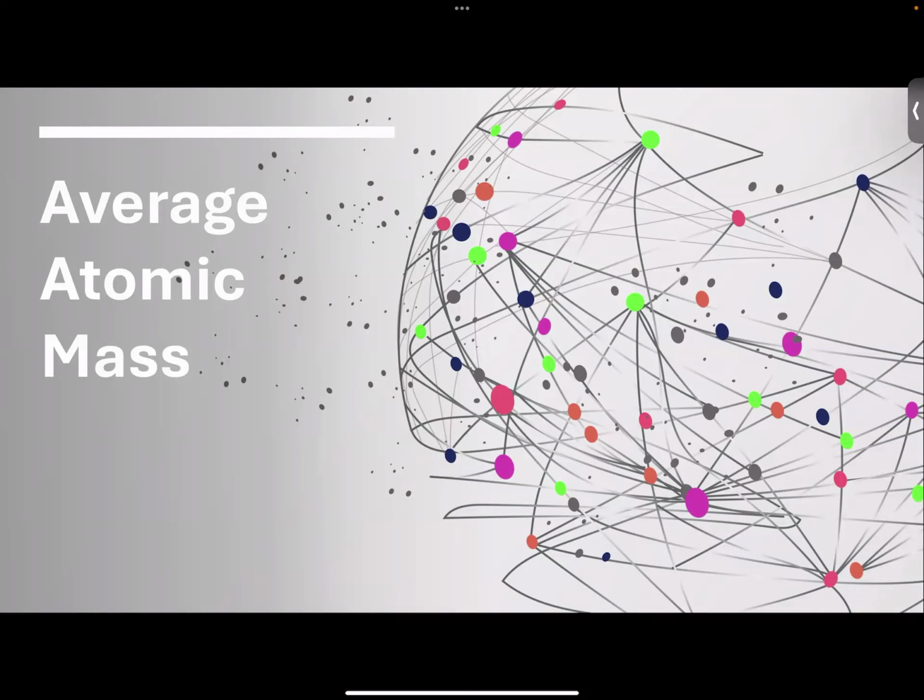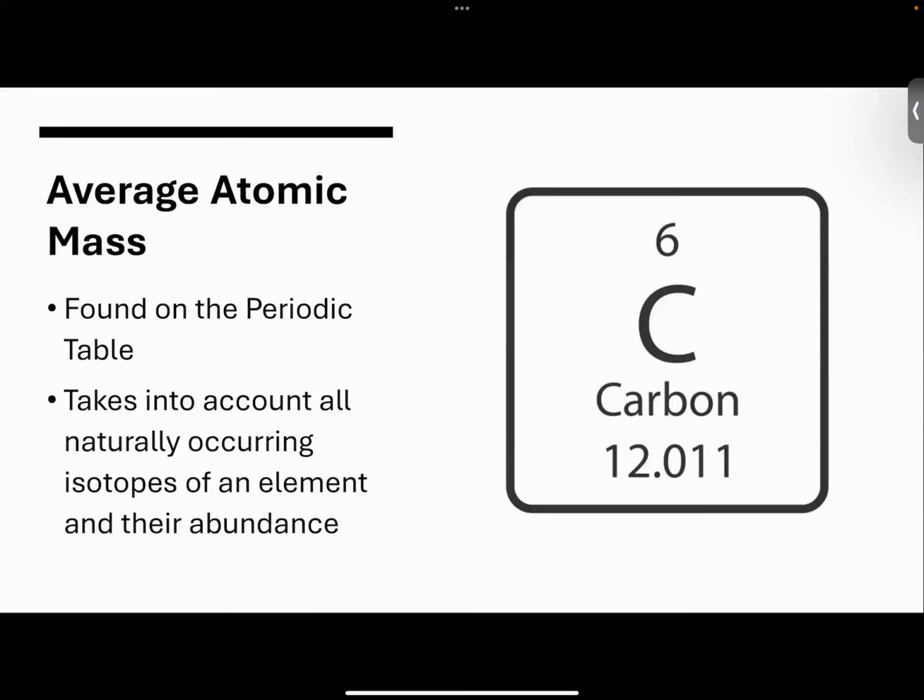As I've mentioned multiple times, this number is the average atomic mass. It is not the mass number. You cannot use this to determine the mass number. You cannot use this to determine the number of neutrons. This is the average atomic mass. The average atomic mass takes into account all naturally occurring isotopes of an element.